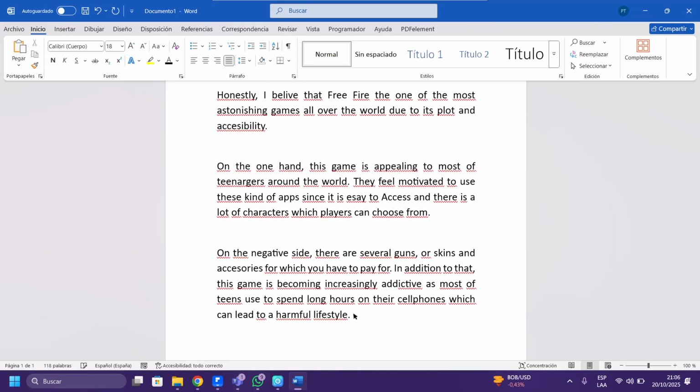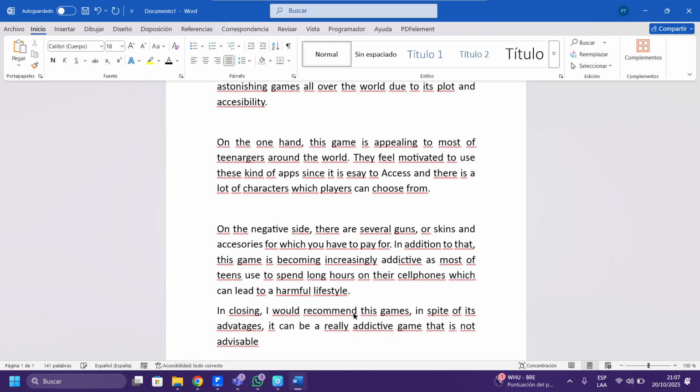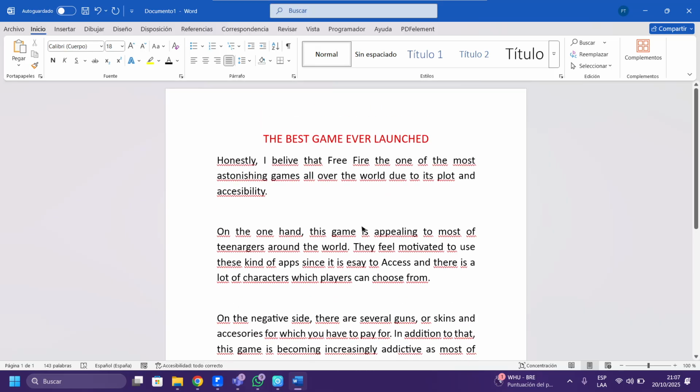And you just have to make the conclusion. So how can you conclude this? I don't recommend the use of this app for children and teenagers. Yes, I wouldn't recommend this game, right? In spite of its advantages, you can say it can be a really addictive game, and that is not advisable to play it. That is your conclusion. And that is your review.